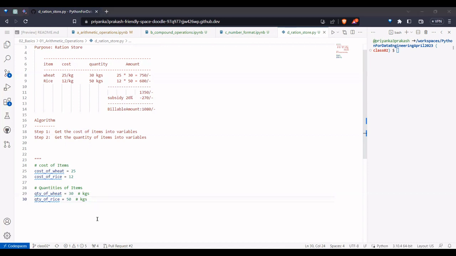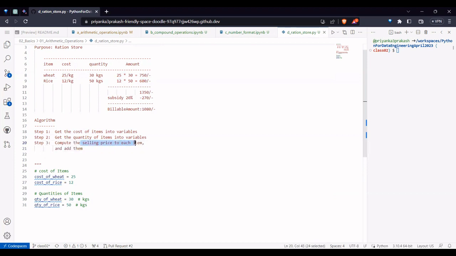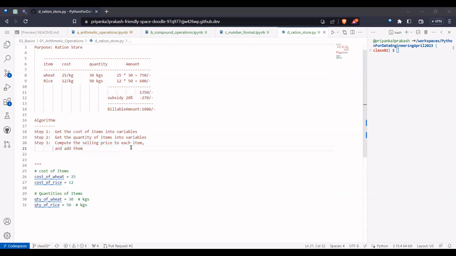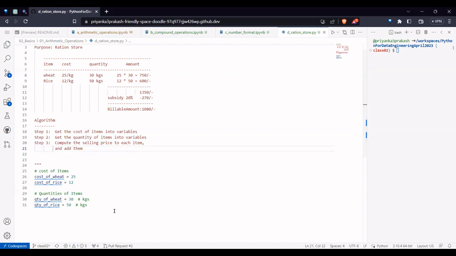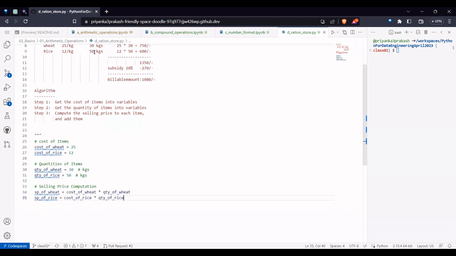Next, after doing this, what else can I do? After getting both the things, I need to make a computation of the selling prices. So then I wrote the next step: compute the selling price of each item and add them. So how do you define the selling price? Selling price means cost into quantity, right? So I define the cost into quantity. For solving any problem, you need to know how to solve it also. Some kind of domain knowledge is also needed. If you don't know what the selling price is, how can you compute it?